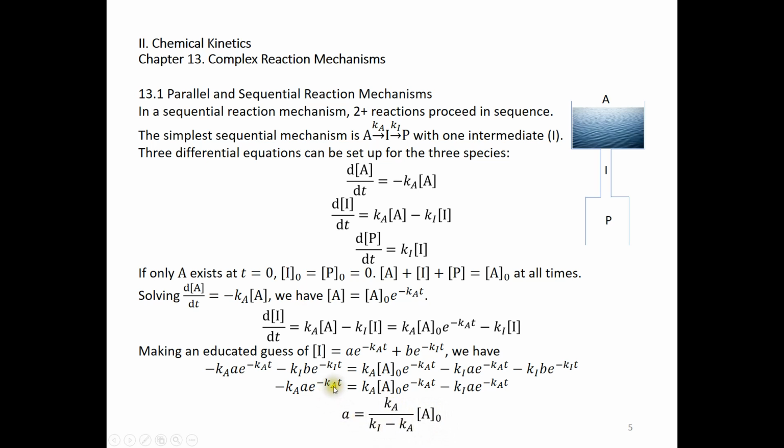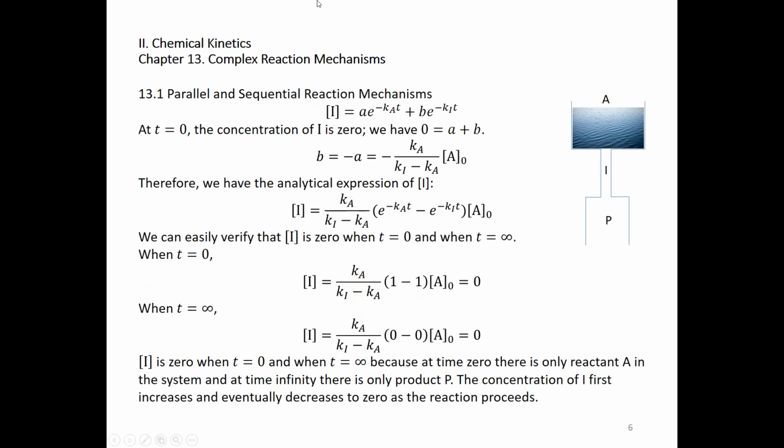Alright, you can see this exponential function and this exponential function disappear because we can just divide both sides by that exponential function. At least we get the expression of a in here. We're going to try to get the expression of b as well.